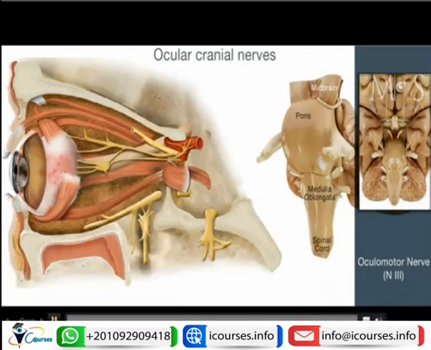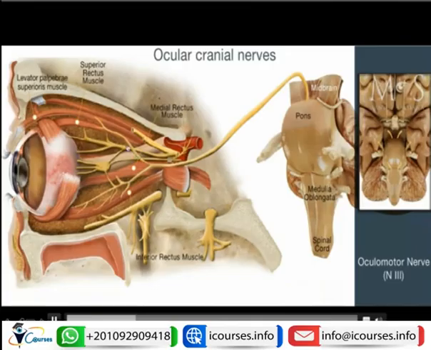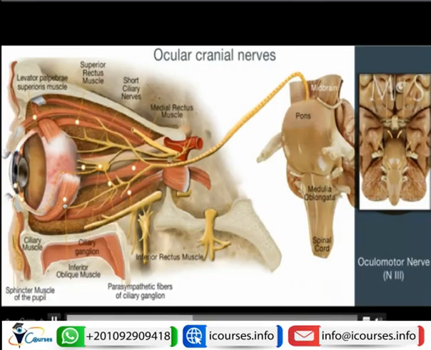Let's see this nice video for better illustration of the ocular cranial nerves, specifically the oculomotor, abducent, and trochlear. This is the oculomotor, divided into the superior division and the inferior division. The superior division supplies the superior rectus and levator, while the inferior division supplies the inferior rectus, the inferior oblique, and the medial rectus.